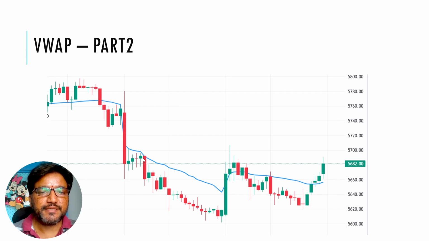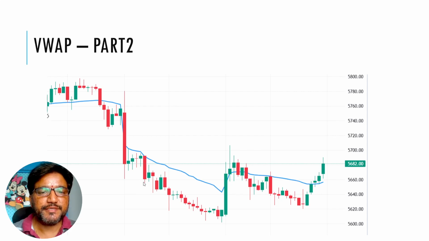There is a candle here. This crosses through the VWAP line and closes below the VWAP line, and it's a red candle. So this is a decision candle for taking the short trades. We are going to take the short when the low of this candle breaks.